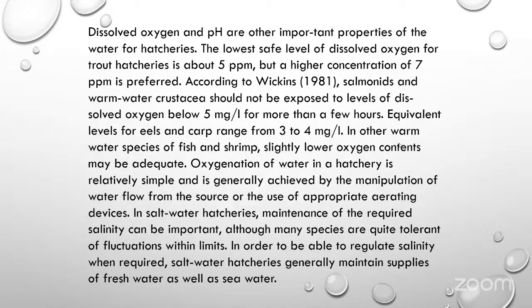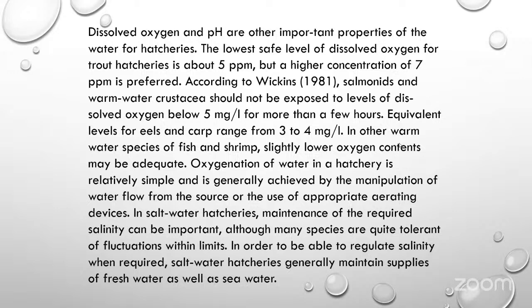So along with the site selection, the water supply temperature should be taken care of. And along with that, dissolved oxygen and pH also should be taken care of. So dissolved oxygen and pH are other important properties of the water for hatcheries.